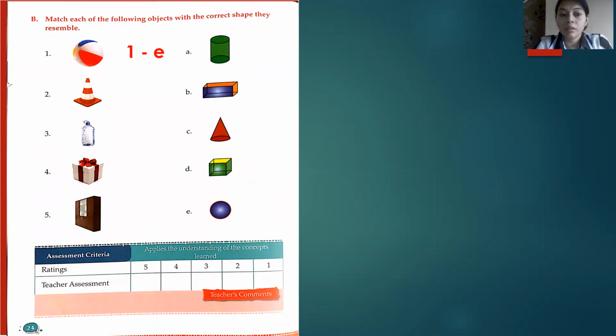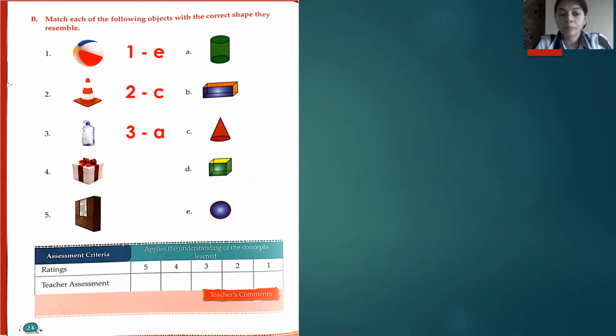You are going to write the answer 1-E. Yes. Then come signal cone. And what is the shape? Yes, correct. It is cone in shape. So again, you are going to write the answer 2-C. The third one is bottle. And what is the shape of bottle? Yes, correct. It is cylinder in shape.